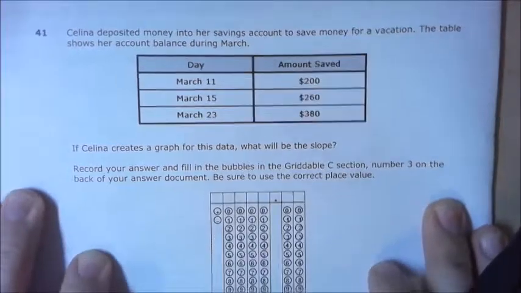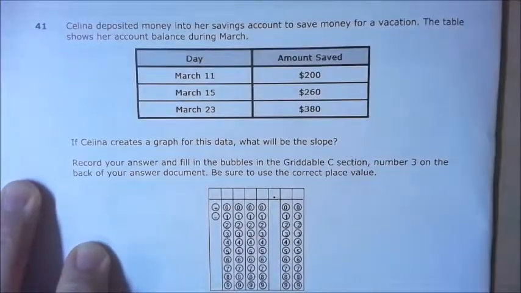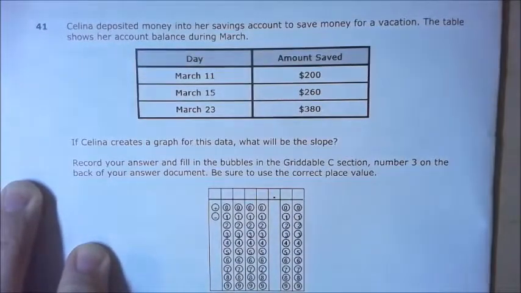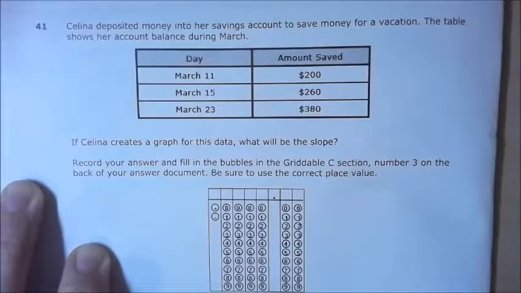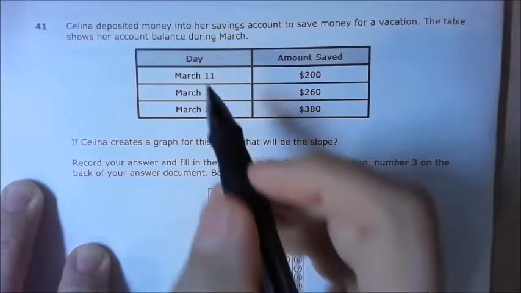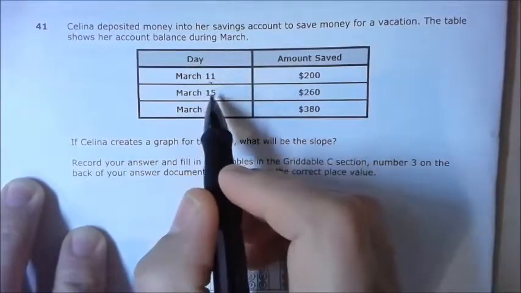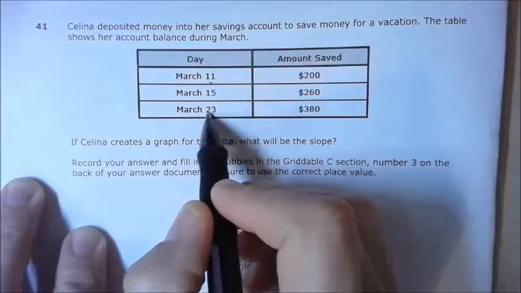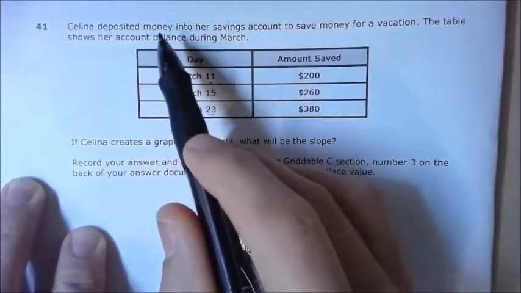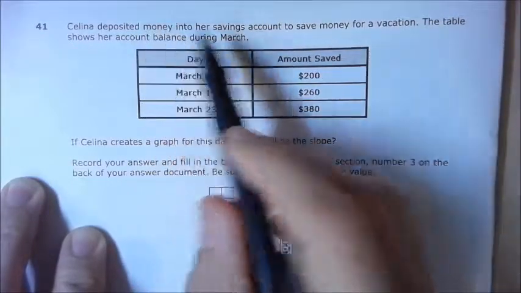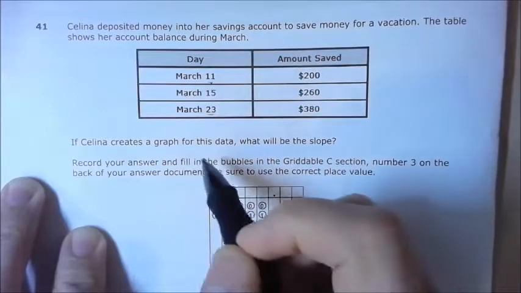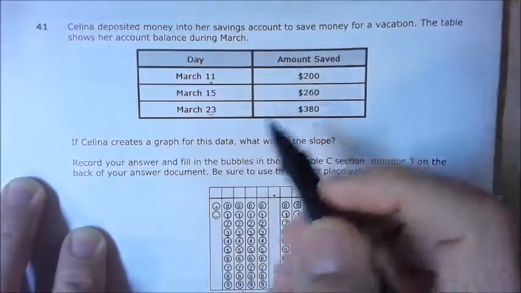On 41, it says Selena deposited money into her savings account to save money for vacation. The table shows her account balance during March. If Selena creates a graph for this data, what will be the slope? So all we need to do is find the slope. Don't let these words confuse you. It has March, but remember, we're really just focusing on the numbers. Like I always say, what is it asking us to check? It says that she deposited the money in there, and it wants to know what the slope is.